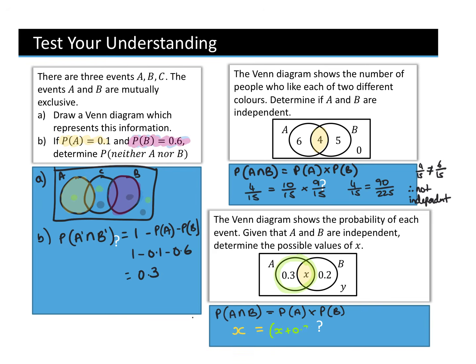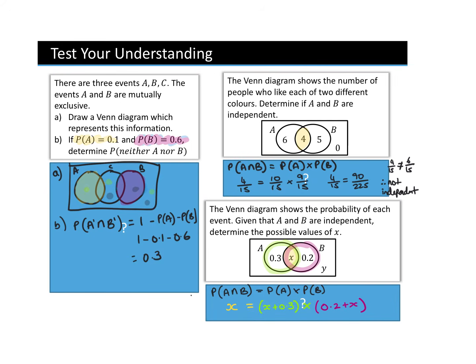X plus 0.3. We're going to multiply that by the probability of B. B is 0.2 plus X. Okay, what we're going to have is we're going to multiply this out. We're going to see we've actually got a quadratic equation. So if you think about this, we're going to have X equals X squared plus 0.5X plus 0.06. Okay, I've just multiplied out the brackets.